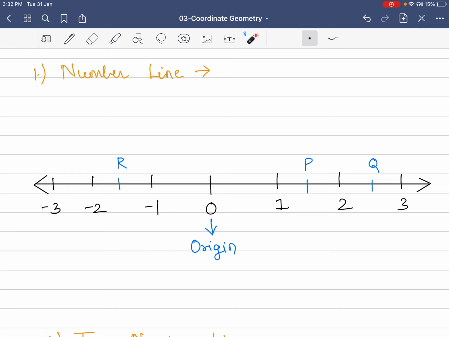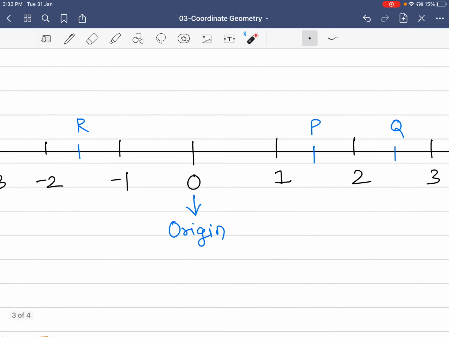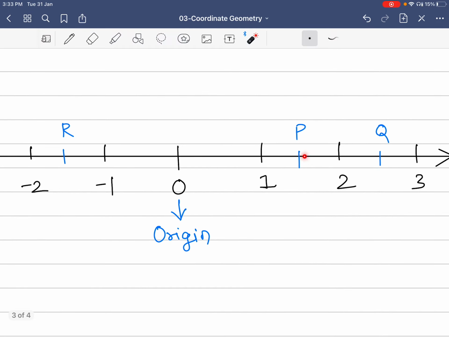We know very precisely and very accurately what is the distance of these points P, Q, R from the origin 0. So for example, if we zoom in a bit, we can see that P is in the middle of 1 and 2. So we can say P is at a distance of 1.5 from the origin. This is our origin 0. Then let's go to Q. Q is also in the center of 2 and 3. So the distance of Q from the origin is 2.5.